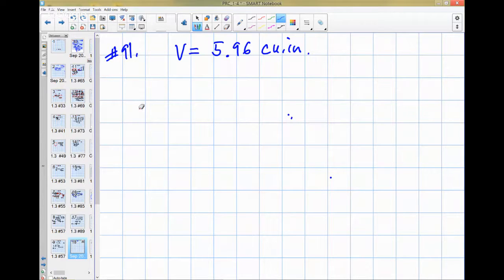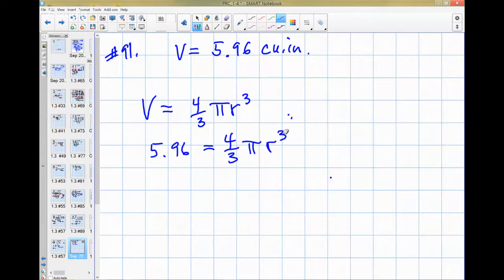What's the volume of a sphere, which I'm assuming the billiard ball was, right? Well, you may have to do a little looking, but it's 4/3 pi r cubed. Probably a formula you should know, but I obviously didn't teach it to you, so go looking. Now you know the volume is 5.96, and the rest of the formula is 4/3 pi r cubed. Can you solve for r? So now it's algebra.